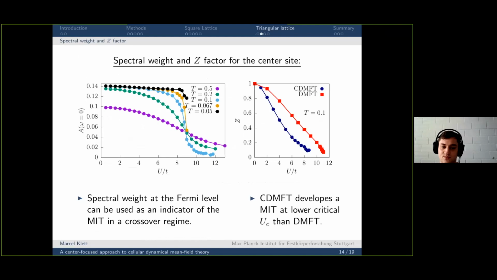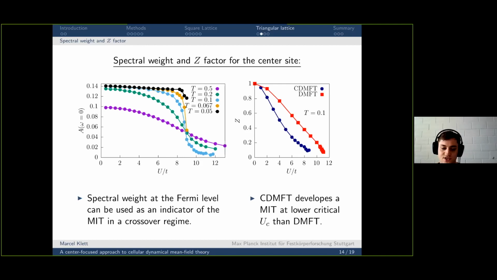For example, the spectral weight at the Fermi energy for the center site, where we see that for low enough temperatures, we get this really nice drop of the spectral weight at some interaction values of around U equals 9. And on the right part of the slide, we see a comparison between CDMFT and DMFT at a given temperature concerning this so-called Z factor.